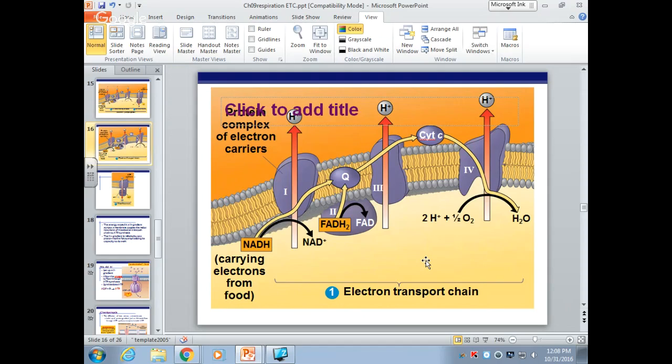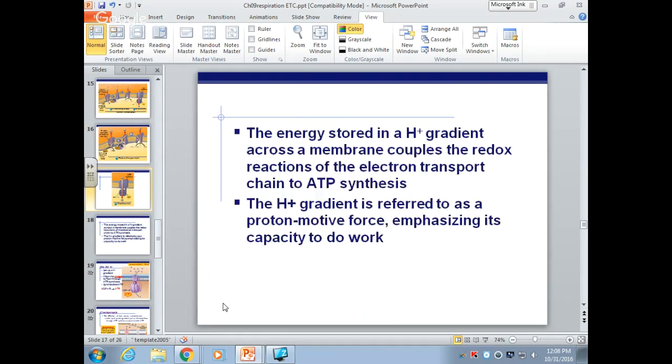Go ahead. Just a clarification: the hydrogens that are pumped out from complexes 3 and 4, are they already in the matrix and they're just pumped out? Yeah, because they're constantly flowing back down their gradient through ATP synthase. It's always going on. It's a cycle. All right, we're not finished.